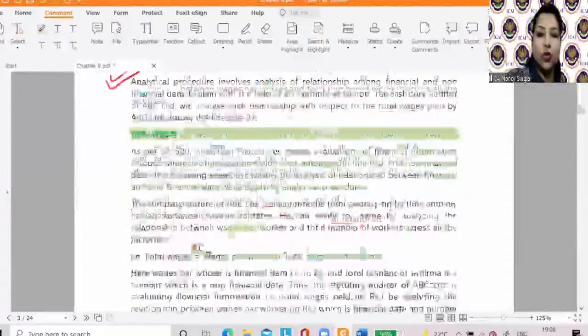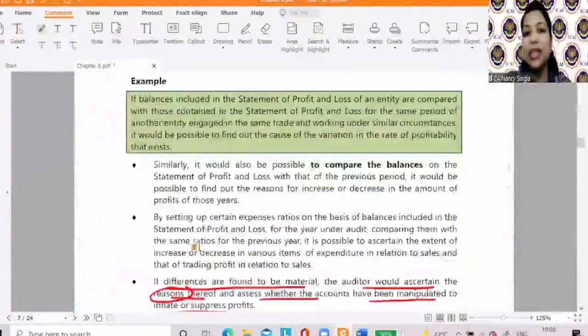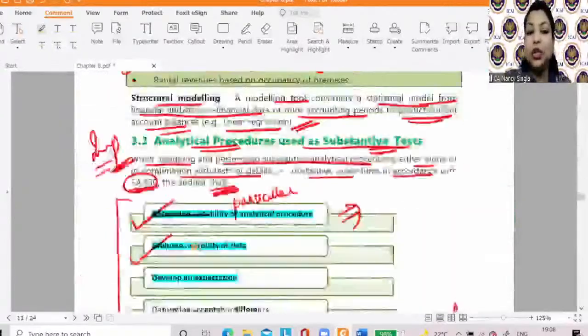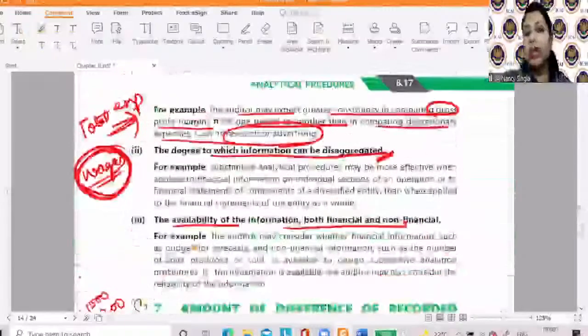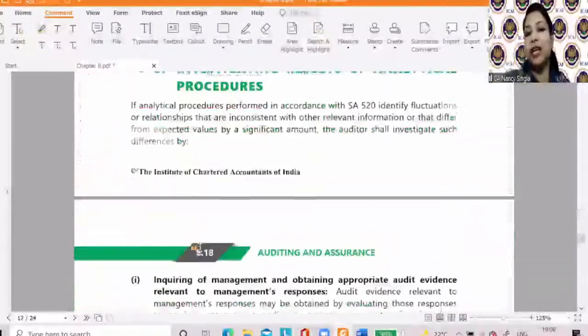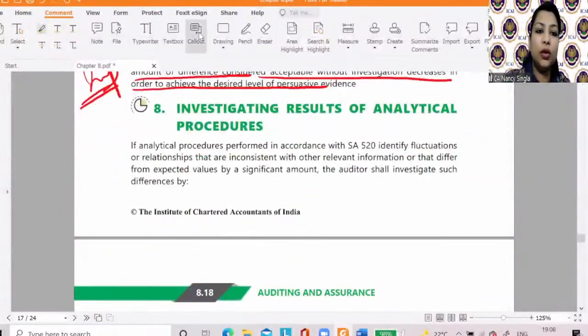ठीक है, so see how the topics are related na, है ना. So you need to read between the lines, you need to read each and every line. So our next topic is investigating the results of analytical procedure.